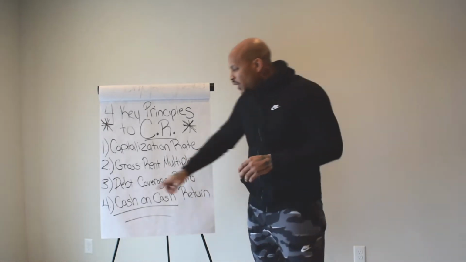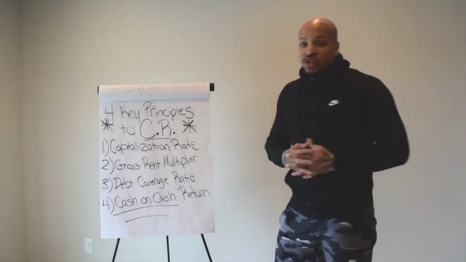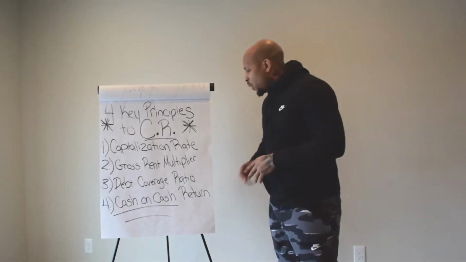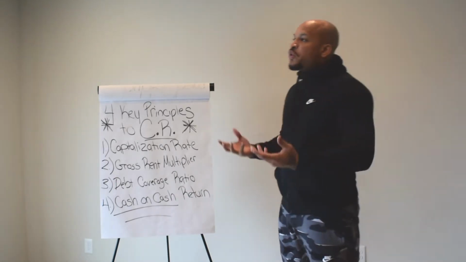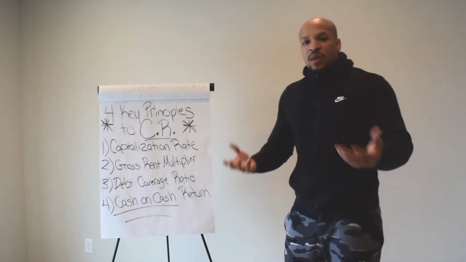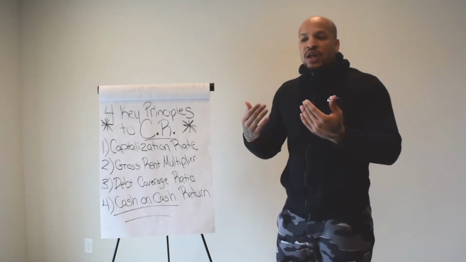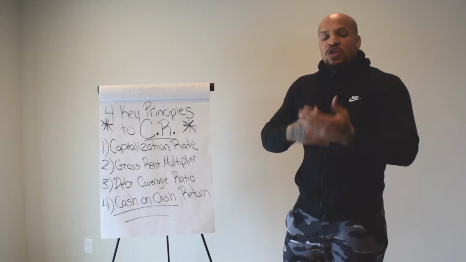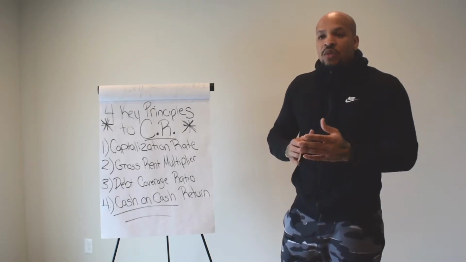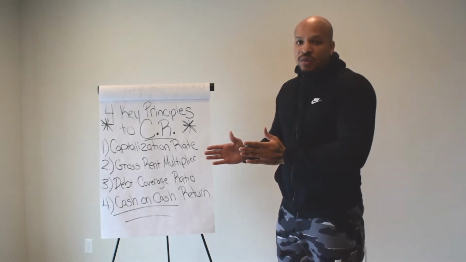Now, number 3. Debt coverage ratio. What is debt coverage ratio? Well, debt coverage ratio is for the banks. The banks want to make sure, and they use a number to make sure, okay, after all your expenses, you have an NOI, can you pay your mortgage payment based on the income that's coming in?